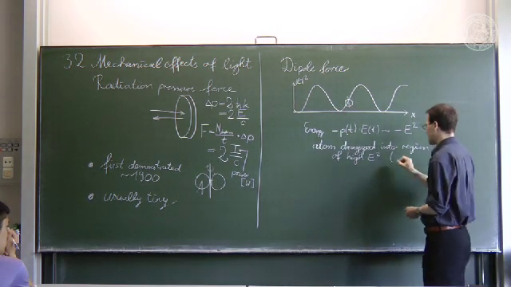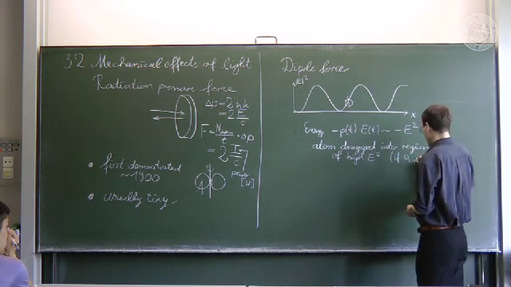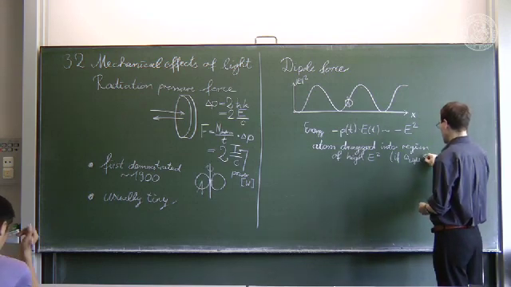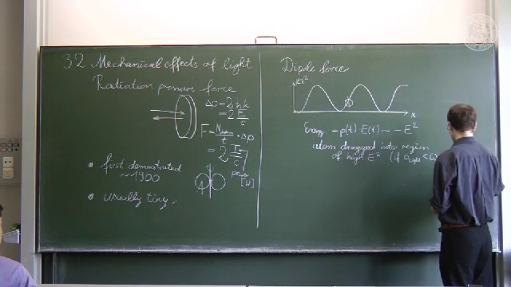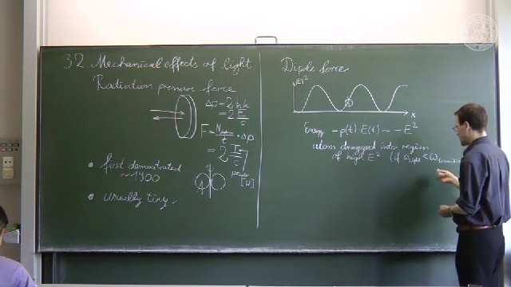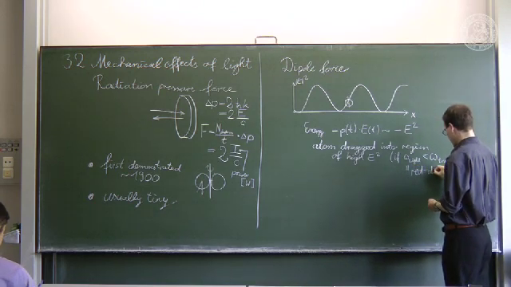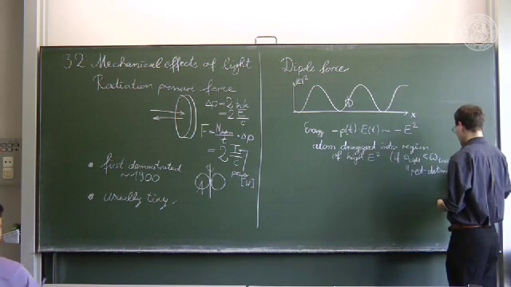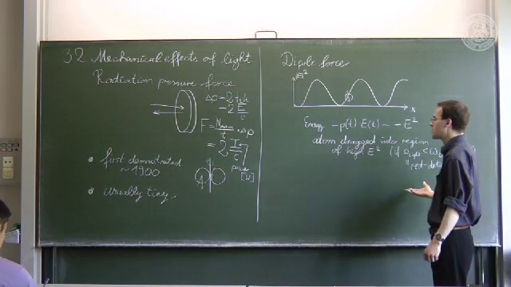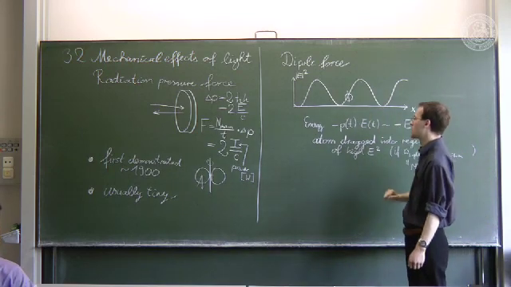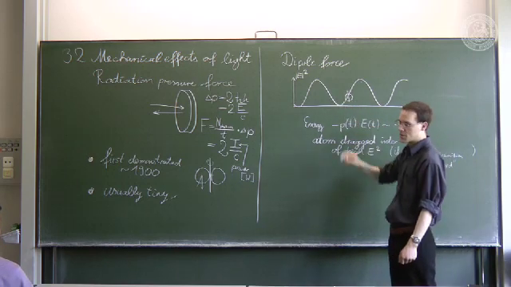And that is true if the light field frequency is actually smaller than the atomic transition frequencies. And that situation is called red detuned. You can also produce a blue detuned lattice simply by changing the frequency of the light wave, and then the atom will be pushed towards the regions of lowest intensity.